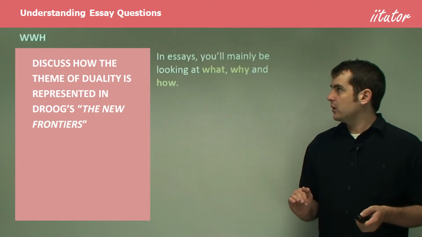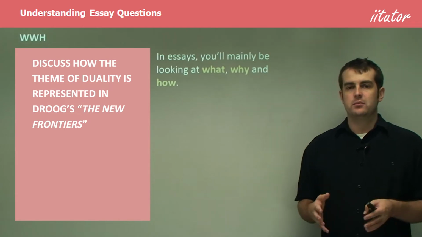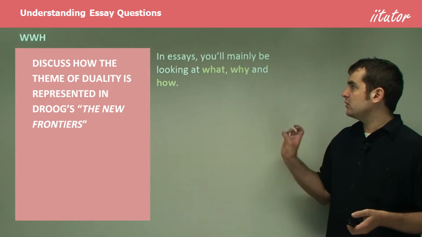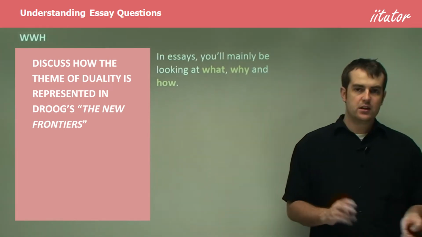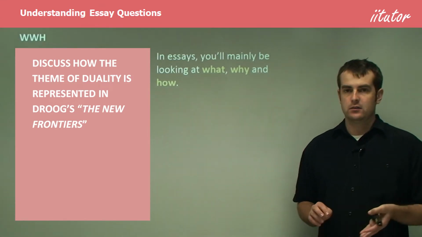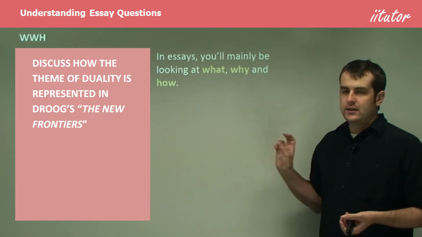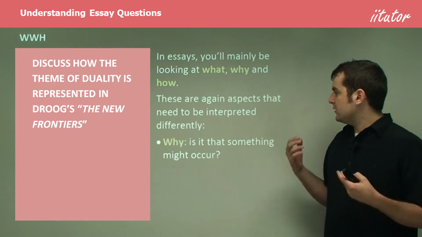Now, the next thing we're going to be looking at is the WWH, which is a little bit different from the 5 W's and H, because mainly in essays you'll be only looking at the what, why, and how. Yes, sure, in other comprehension style questions you'll be looking at things like when, where, and to who. But in this case, you'll be mainly looking at the what, why, and hows. And these are aspects that need to be interpreted differently.